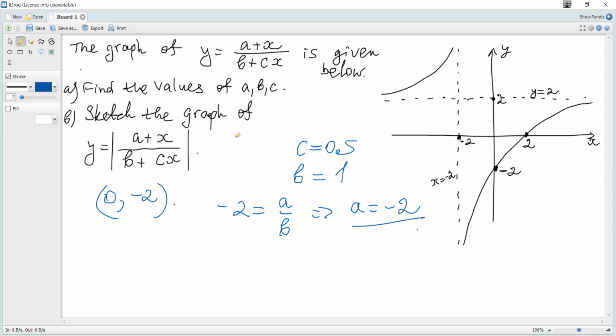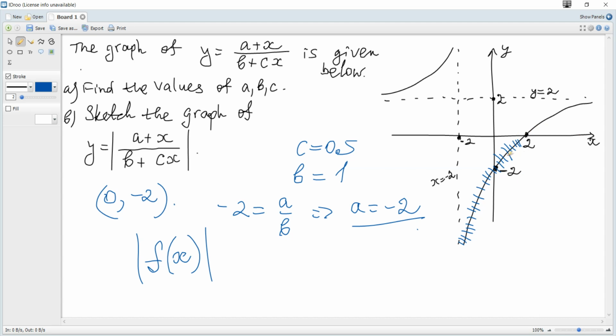And the next part, sketch the graph of, we can see that it's the same function but with absolute value. And what transformation can be applied to get the absolute value of a function from the graph of just the function? And the rule is the next. We delete the part of the graph corresponding to negative values of y, and reflect this deleted part about the x-axis.